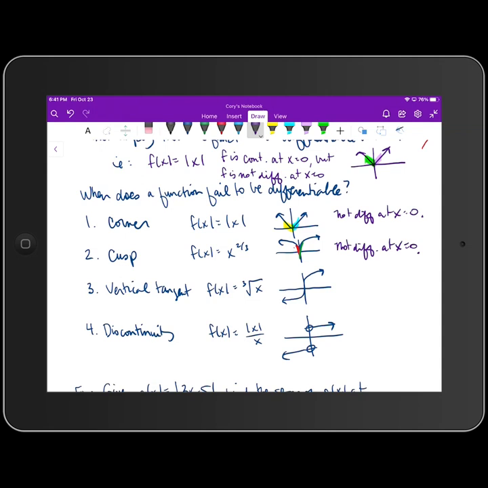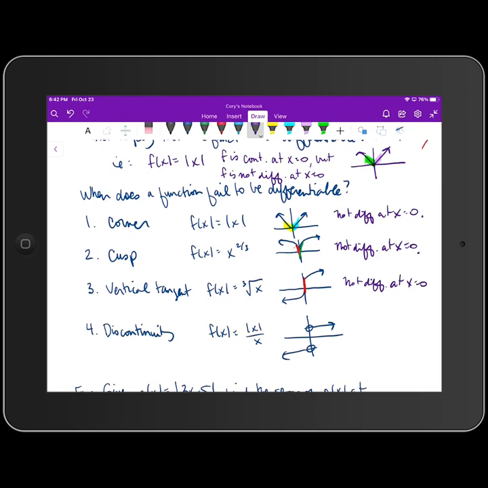The third circumstance where a function fails to be differentiable is at a vertical tangent. An example of a function that has a vertical tangent is f of x equals the cube root of x. If you look at the slope of the graph at x equals 0, if it has a vertical tangent, that slope is infinity, which means the slope is undefined. So again, that function is not differentiable at x equals 0.